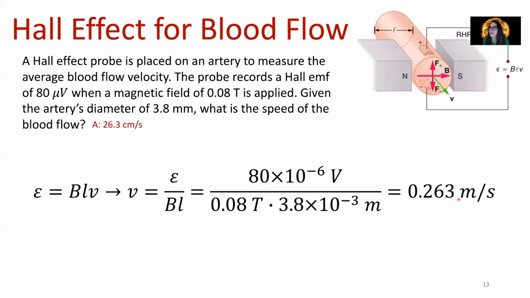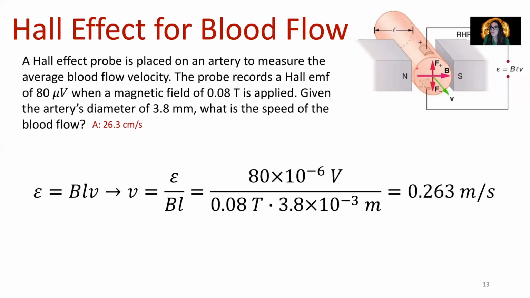So we're going to use the Hall EMF in order to solve a problem right here, where we're going to use the Hall EMF to think about how fast blood can flow inside our artery. A Hall effect probe is placed on an artery to measure the average blood flow velocity. The probe records a Hall EMF of 80 microvolts when a magnetic field of 0.08 Tesla is applied. So given the artery's diameter of 3.8 millimeters, what is the speed of the blood flow?